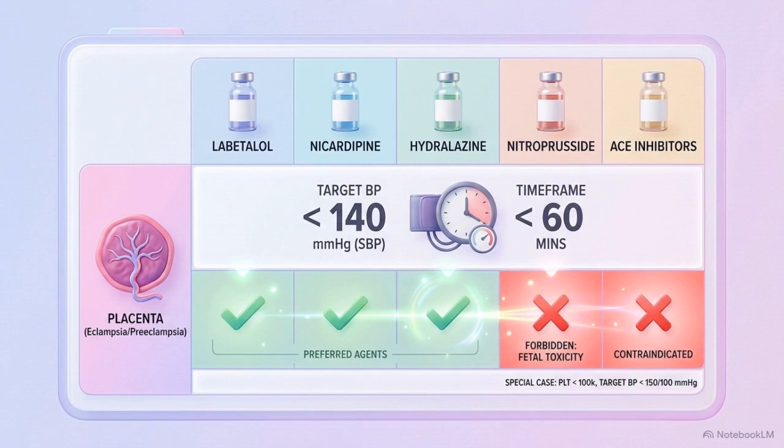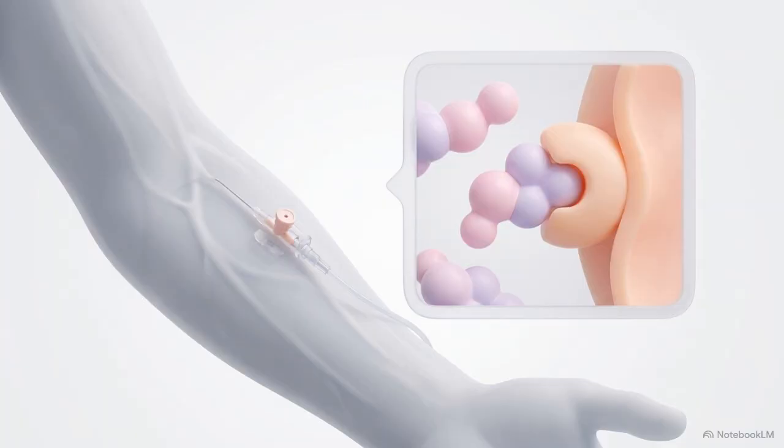Obstetric emergencies, like eclampsia, present different parameters. The target systolic pressure must be reduced below 140 within the first hour, using labetalol, hydralazine, or nicardipine. Because of fetal toxicity, ACE inhibitors and nitroprusside are strictly forbidden. Effective management pairs the pharmacological mechanics of the intravenous agent with the precise hemodynamic tolerances of the failing organ.